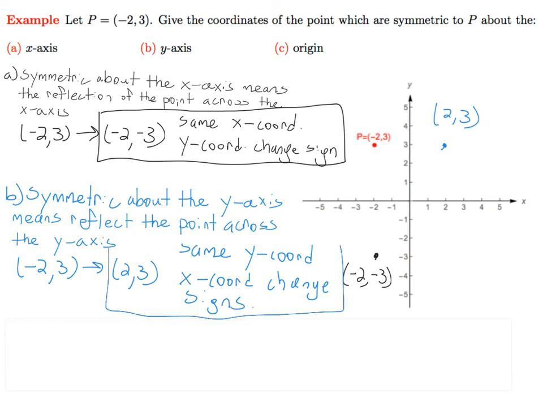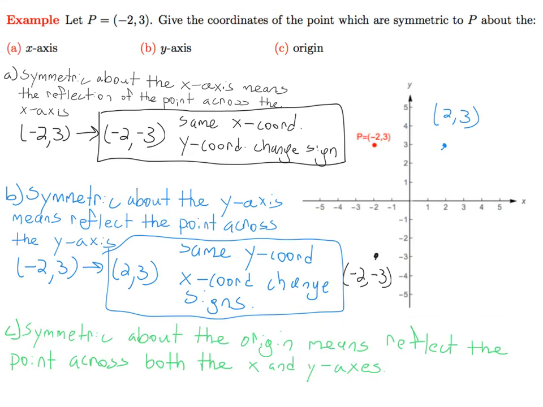Okay, in the last one, for part C, we now are going to reflect across the origin. So what it means to reflect the point across the origin is that we're going to take this point P, which starts at -2, 3, and reflect it over both axes. So for example, I can reflect it over the x-axis, which puts us at the point -2, -3, and then reflect it across the y-axis, which would put it down here in quadrant 4 at 2, -3.